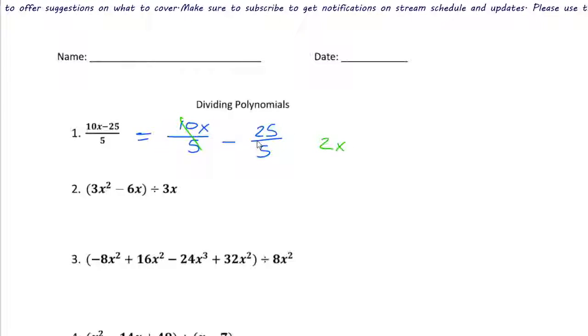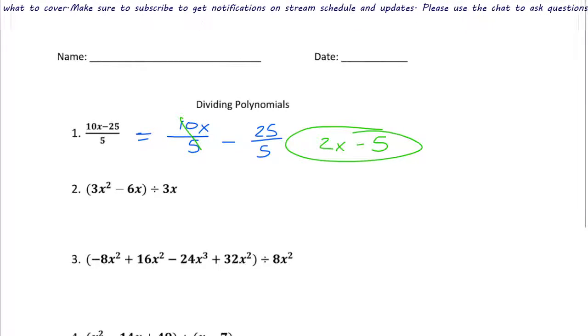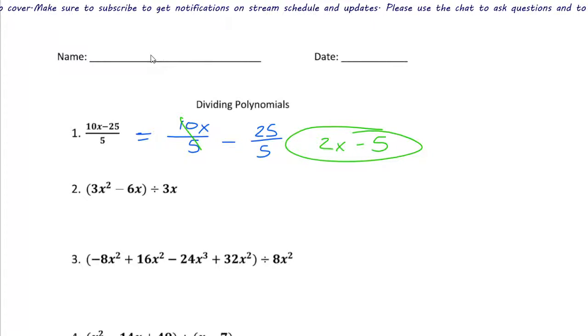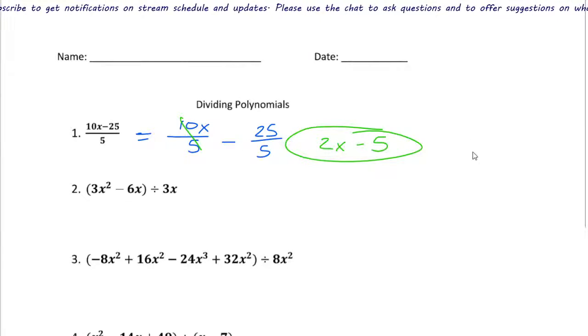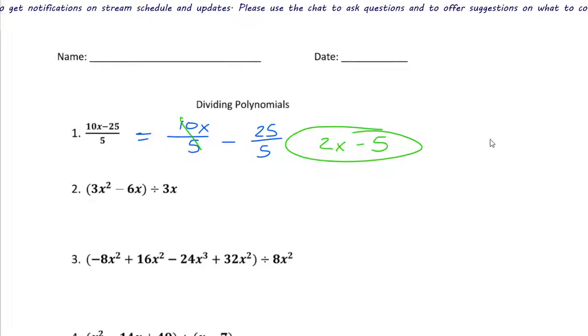x, and then 25 divided by 5 is going to be 5, and it's minus 5, so this would be your answer. Now you can also set this up as long division, which we are going to do later on when we get to binomials.